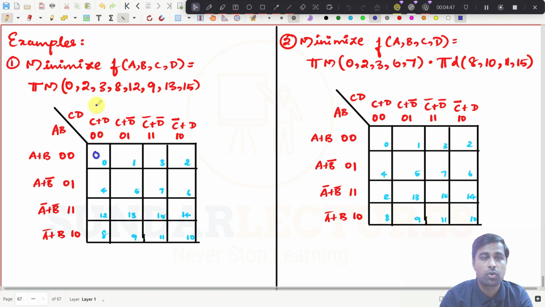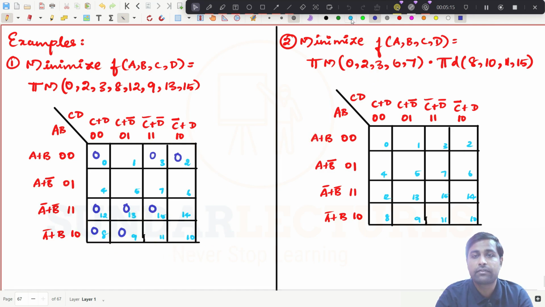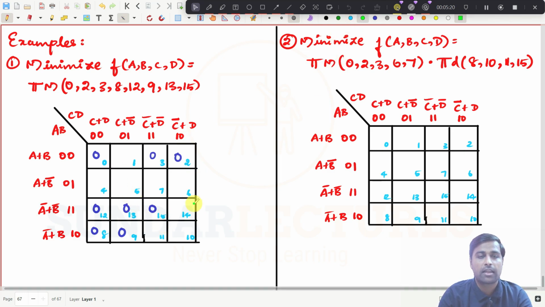So this is 0, and for 2 this is 0, 3 is 0, and then for 8 it is 0. 12 I have 0, so this is 0. 9 I have 0, right? And for 13 I have 0, and for 15 also I have 0. Right, now this is the given question, and I have to make these combinations, right? So what is the possibility now? I have to look for the octet possibility. There is no octet possibility, obviously.